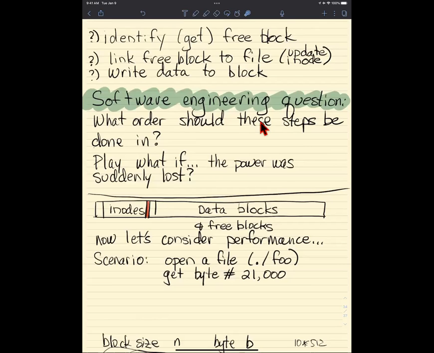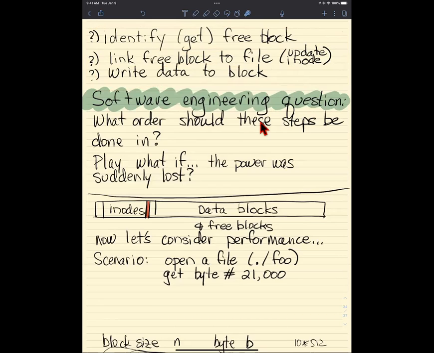Big surprise. Okay. So here's another step in writing a new block of data to a file. At some point, you've got to link that formerly free block to the file that you're adding to, right? Make sense? And then another step is you've actually got to put the data in the block. You've got to write it out to disk. So here are three steps that you have to go through in order to add data to a file.